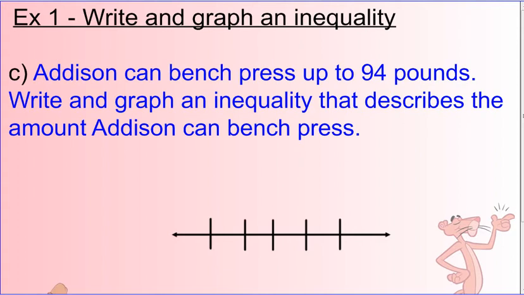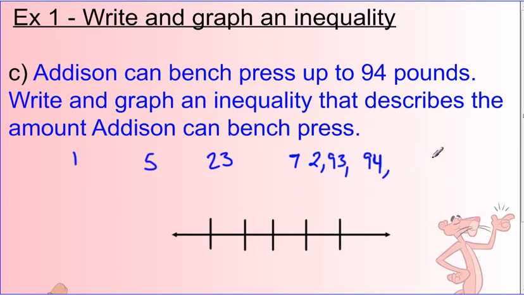Okay, it says here, Addison can bench press up to 94 pounds. Write and graph an inequality that describes the amount that Addison can bench press. So the first thing I would do is I'd write down some possible answers. So this kid can bench up to 94 pounds. Could he bench 95? No. Could he bench 93? Yeah. He can bench anything up to that. I mean, this kid could bench 1 pound if he really wanted to, or 5 pounds, or 23 pounds, or 92 pounds. But he cannot bench higher than that.